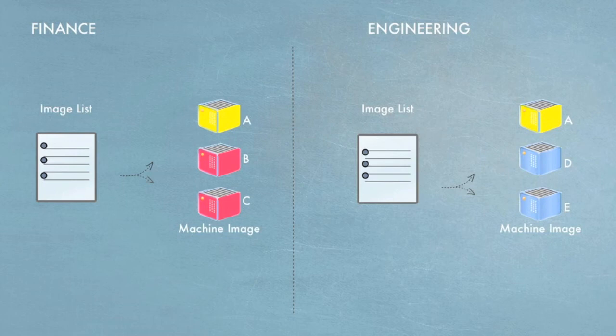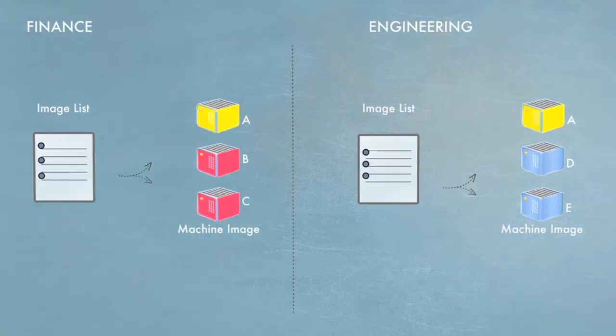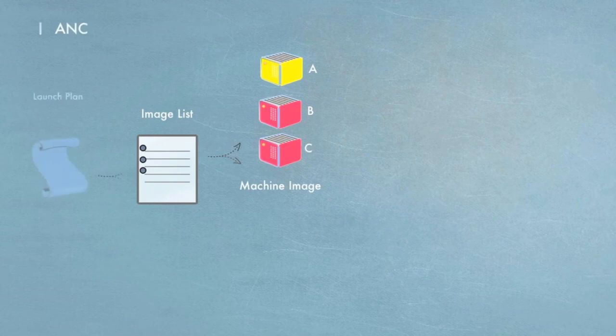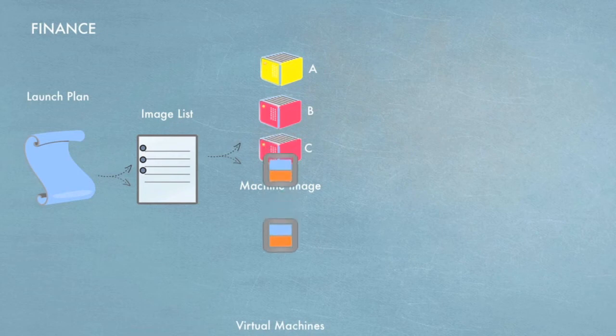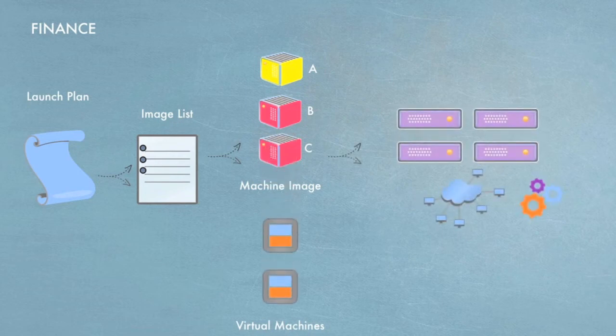Now that we have a multi-tenant infrastructure and have some well-maintained machine images, let's get our tenants, finance and engineering, to do some real work. A user in finance creates a launch plan to fire off a multi-VM application. The launch plan specifies 2 VMs from the finance image list, both version 3. He also specifies that the VMs will be on the finance network. In fact, his permissions don't even allow him to see the engineering network. Lastly, he specifies that he wants the VMs to be on separate hosts.